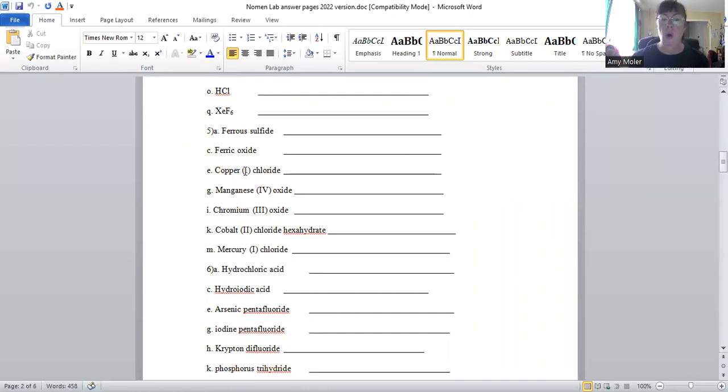You will note that there are both some of the ic and ous system ones here. We've got ferrous and ferric. We talked a little bit about the rules for that in class on Wednesday. There's also a batch here that have the Roman numerals. When you are writing your formula, there should not be any Roman numerals in your formula.